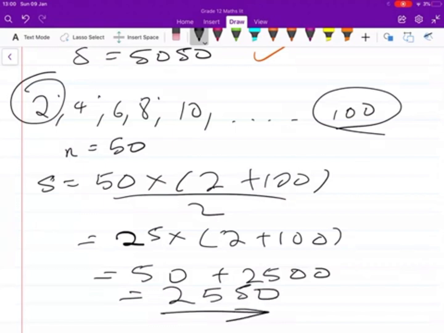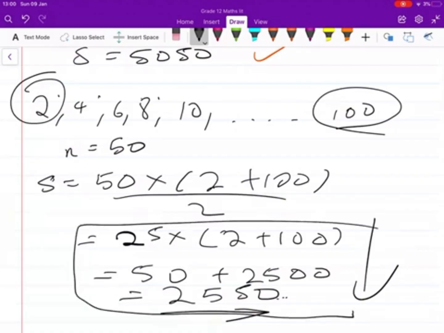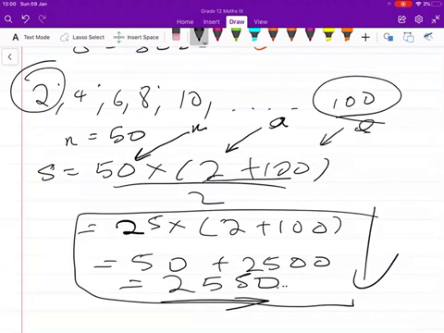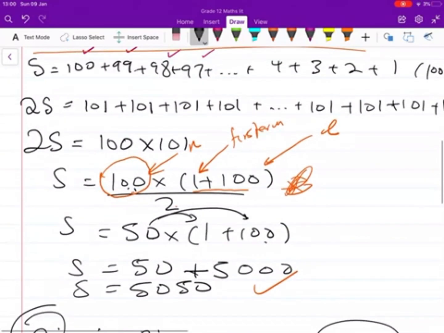2550. Okay, guys, please, you can use a calculator. You don't have to do what I did here. This is me imagining how Gauss would have solved it without a calculator, which you also learned in grade 8. All right, so this is the formula. If you know the number of terms, if you know the first term, and you know the last term, add the first and the last term, multiply it by the number of terms, then divide by 2, you should get the sum of any sequence, saving you time and hopefully money in the process.